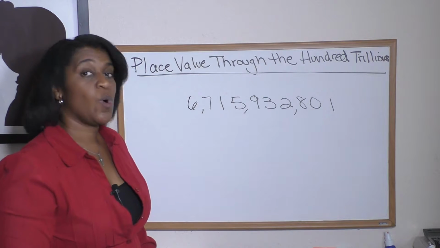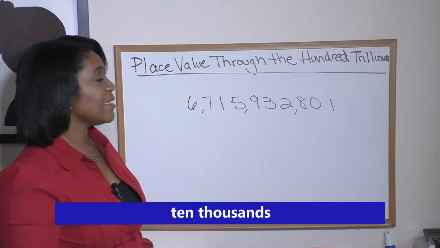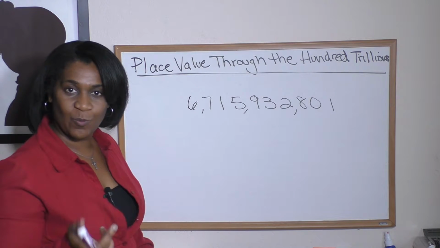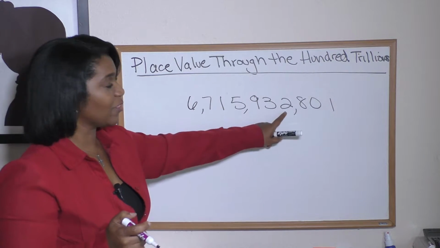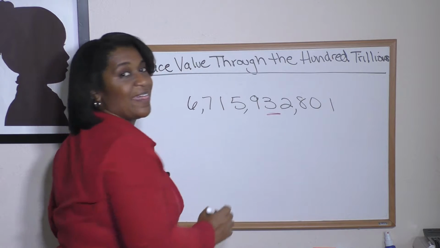If I asked you what number is in the 10,000 category, 10,000 place value, we would take a look. What would you say? First we go to the 1,000, that's the 2. And then, yep, 3 is our 10,000.